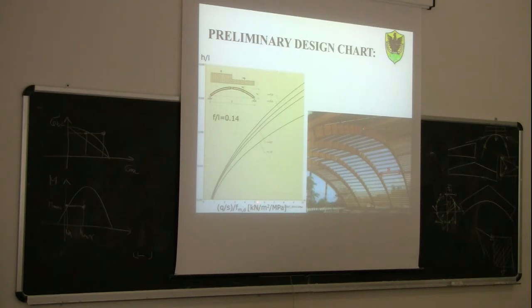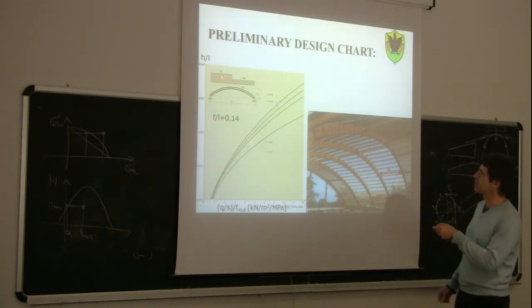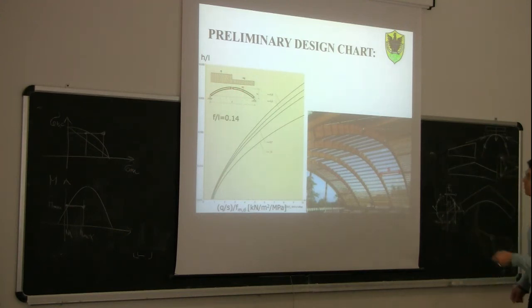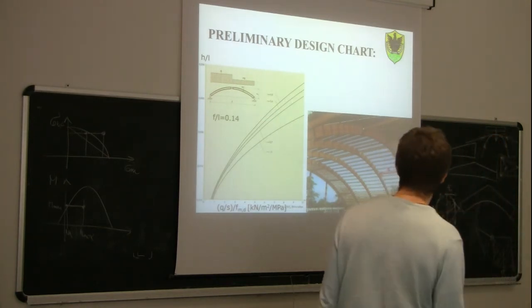So if you enter this plot with a number, then depending on the imbalance between the loads, you will find one curve, and you will find a number, for example 0.020, and this would be the ratio between H, the maximum depth of the arch, and L, which is the span of the arch. So those plots can be useful again for preliminary design, when it comes to sketching the first shape of our arch.